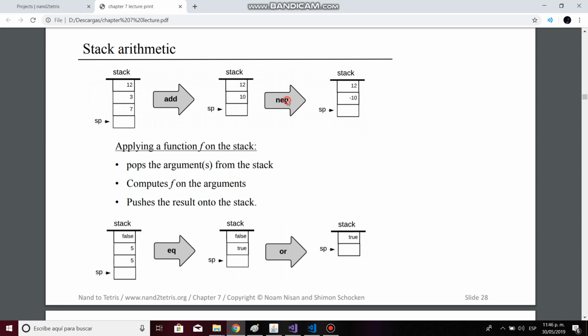And the same with the next operation. In this case it's only one argument, and we pop it, we compute it, and we push it back. And the same thing is going to happen with the logic gates that we have here.